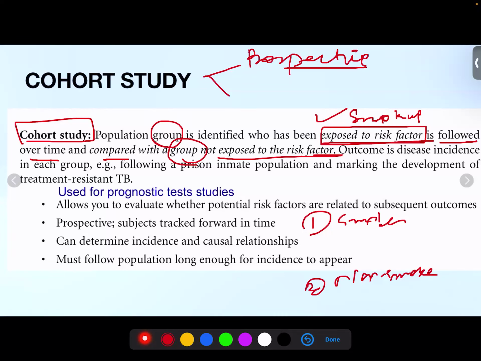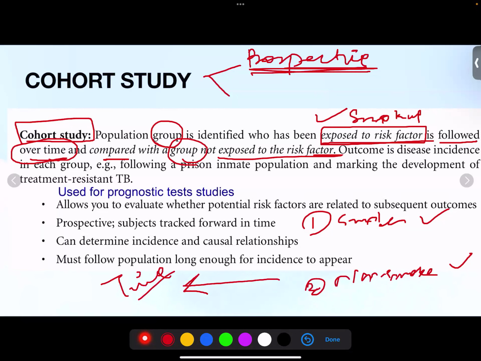Okay, so here actually the risk factor exposure, so basically exposure or no exposure, is what is being compared. Now you go over time, you follow those individuals. So that is why it is called a prospective study. So you take two groups of people, one are the smokers and the other are non-smokers, and then you go over time, after 2 years, 3 years, or 20 years, you can follow them.